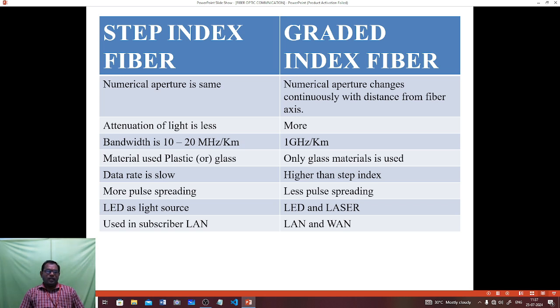LED is used as the light source for step index fiber, and for graded index fiber both LED and laser can be used in the transmitter part. Step index fiber is used in subscriber local area networks, but graded index fiber can be used in both local area networks and wide area networks.